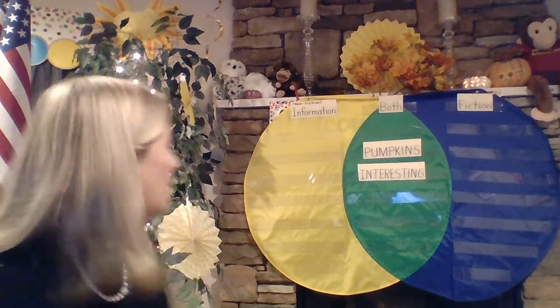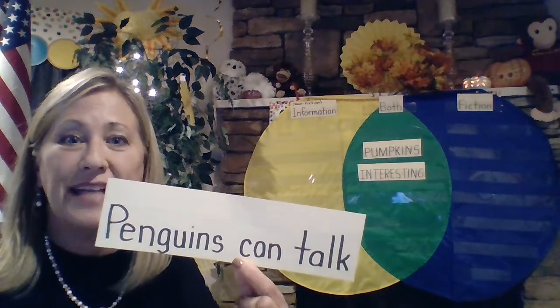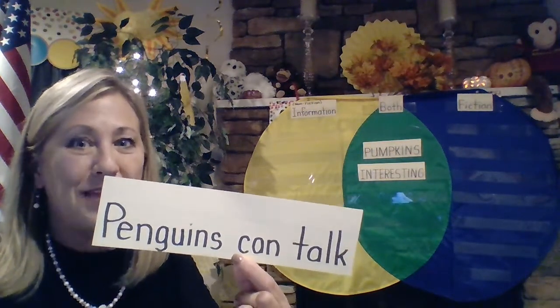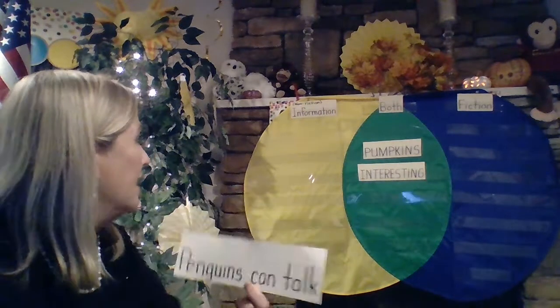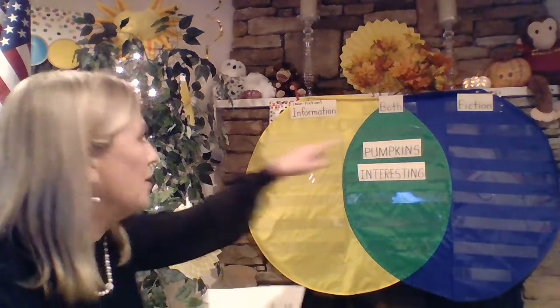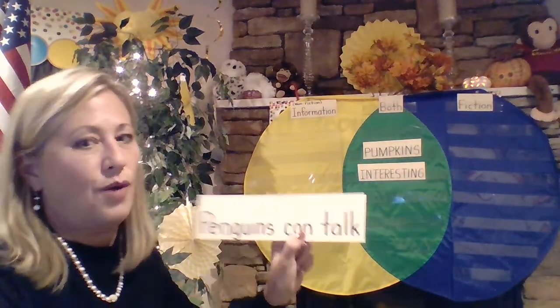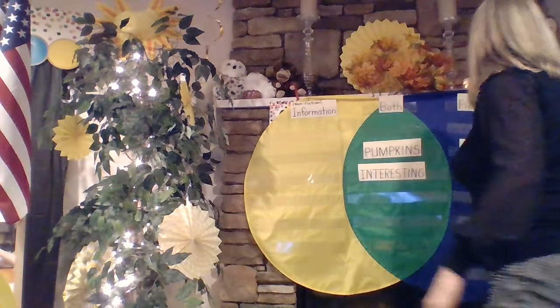On the blue side, we're only going to put things that were about the fiction book. And on the yellow side, we're only going to put things that are facts and that we would find in an informational book. So let me show you the first one. It says penguins can talk. Where do you think we should put penguins can talk? Is that information or is it fiction? Well, we know penguins can't talk, so this has to go right here in the fiction side.